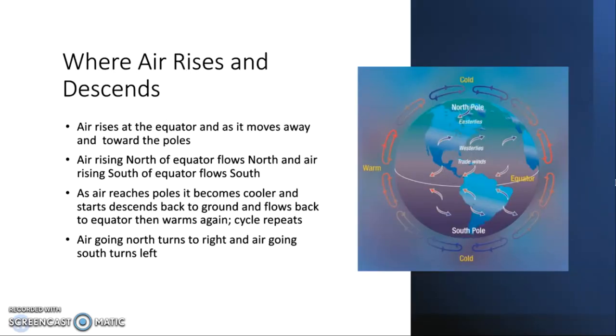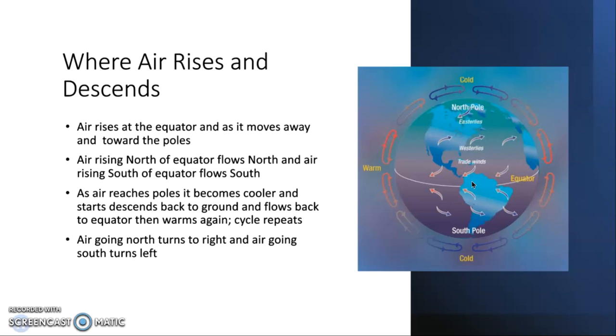Where air rises and descends. Air rises at the equator, and as it moves away towards the pole, it becomes cooler. This air will then descend back to the equator and warm up again, and the cycle keeps going.